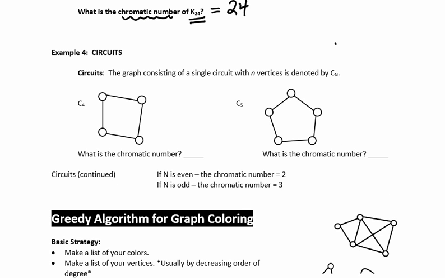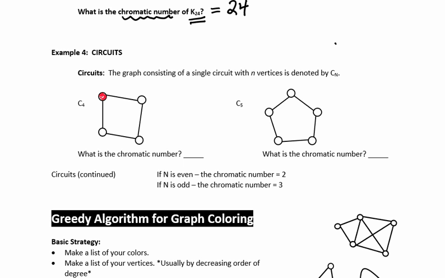You can also look at circuits. A circuit consisting of n vertices is called C sub n. So here is a circuit. Notice that means it could be traced without lifting its pencil. It starts and ends at the same place. Here's C4. What's its chromatic number?